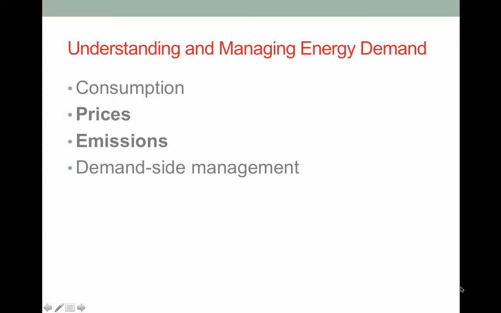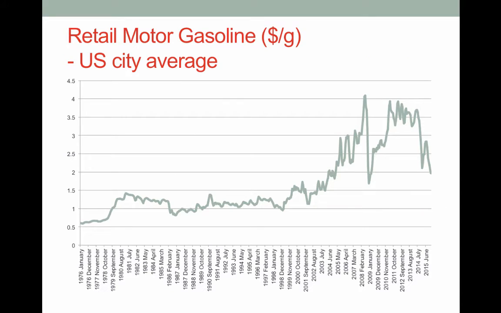Okay, now let's take a look at energy prices and carbon dioxide emissions. Gasoline price in United States cities has been increasing since the 2000s. In the most recent years, gasoline prices range from $2 to $4 per gallon with a high level of fluctuation.